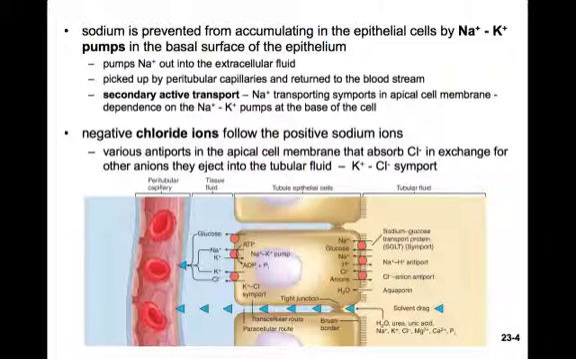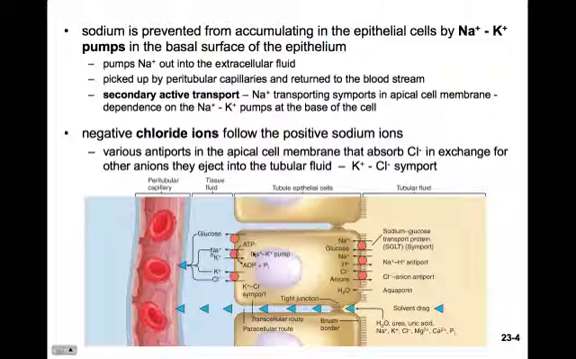So sodium being the key, let's look at what's going on there first. We have these sodium-potassium pumps, which, as you'll remember, are active transport pumps. They depend entirely upon ATP, so it's a highly energy-consuming process. It's going to pump sodium out into the extracellular fluid, which is going to be picked up by the peritubular capillaries, and it's going to be taken away.